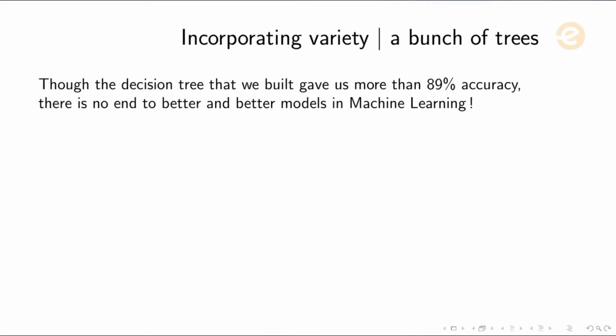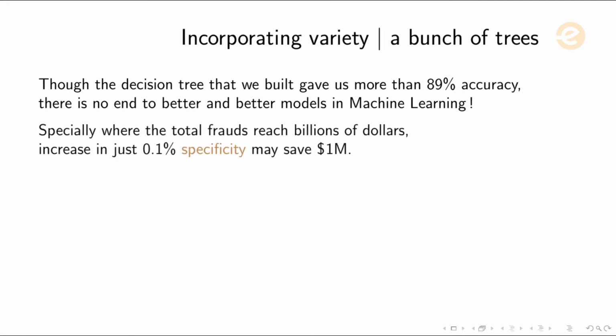Remember last time we had built a tree which gave us almost 89% accuracy. That is a good accuracy after all, but to data scientists there is no end to better and better models. This is particularly true here because frauds involve billions of dollars loss for the banks, and even if you go for a specificity increase by just 0.1%, that can save the banks $1 million.